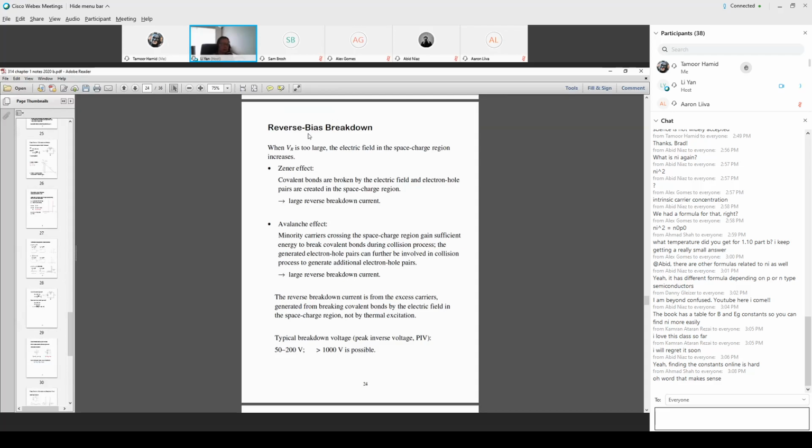First, we're talking about a diode subject to reverse bias. First things first, subject to reverse bias.